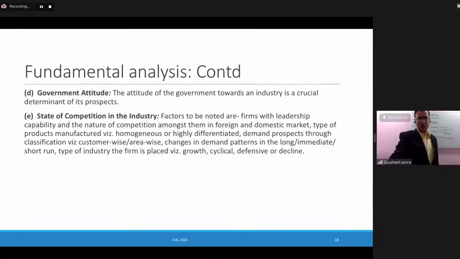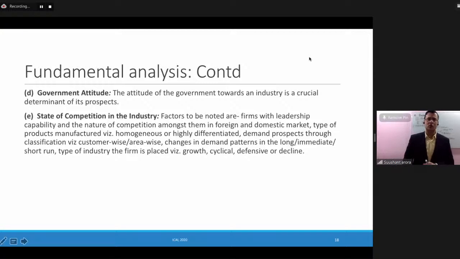So let's move further. Next, we are still continuing with our industry analysis, and it will go to about 10 to 12 points. Okay, 10 to 12 points will be going up, and we'll be covering all of them in today's session. Next is the government sector, the government attitude. The attitude of the government towards the industry is a crucial determinant of its prospects.